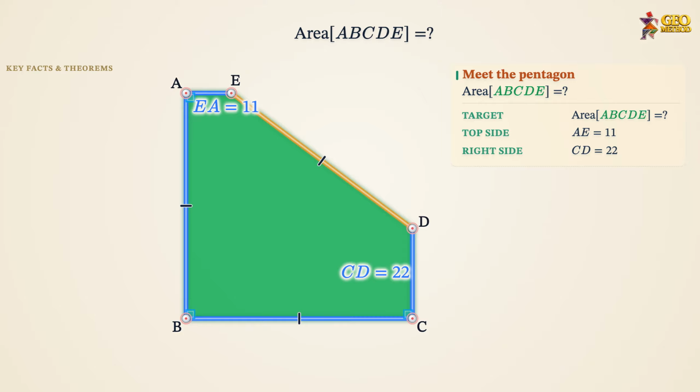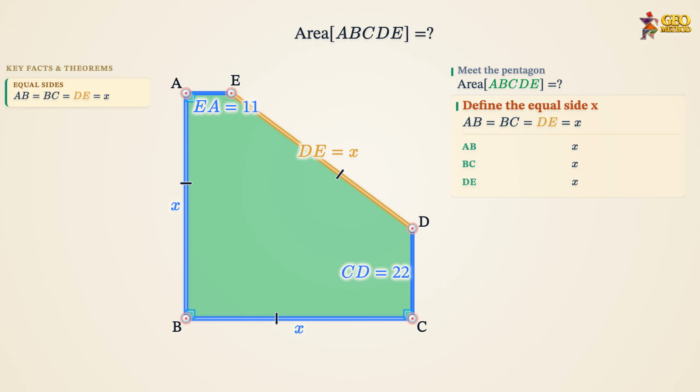This is Pentagon ABCDE, and our goal is its total area. Reading the figure, the short top side AE is 11, and the right side CD is 22. Those two numbers, together with the tick marks, are everything we will need.